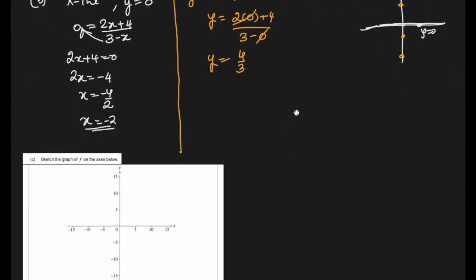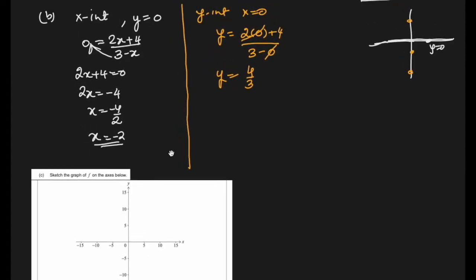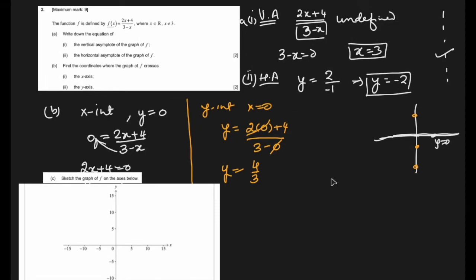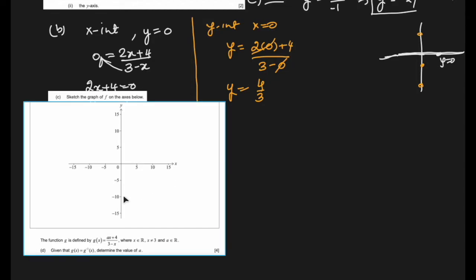What about next? Sketch the graph of f on the following axis, and let me take it a little up. Vertical asymptote was x is equal to 3 and horizontal was y is minus 2. x is equal to 3 is somewhere here, so our vertical asymptote will be this. The horizontal asymptote is y equal to minus 2. So minus 2 is somewhere there. That's y equal to minus 2.